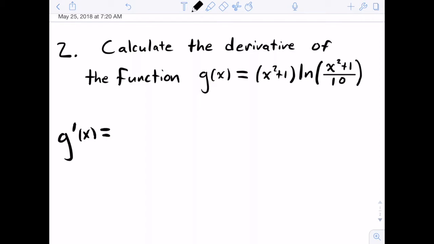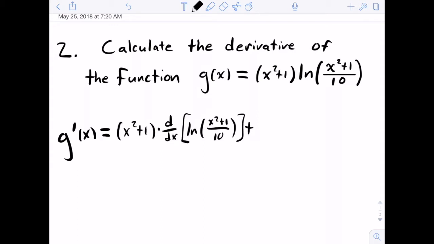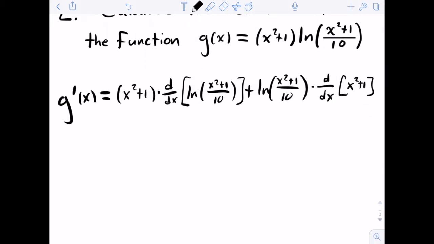All right, so what does the product rule say? The product rule says take first times the derivative of the second, plus second times the derivative of the first. So we have that so far.